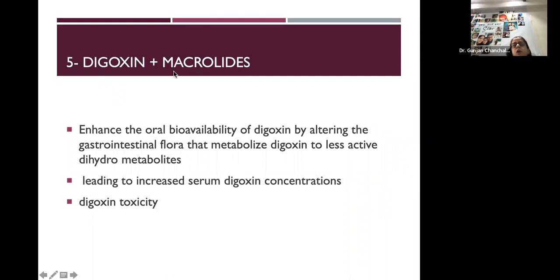Again, we all know that macrolides are enzyme inhibitors, so that will enhance the effect of digoxin. But also, when given orally, when macrolides are co-administered with digoxin, the oral bioavailability of digoxin is increased. The reason being that macrolides will alter the gastrointestinal flora, which makes digoxin less active. Okay, so the gastrointestinal flora is killed by this macrolide, and that is why the bioavailability of digoxin is increased, and this will again cause digoxin toxicity.